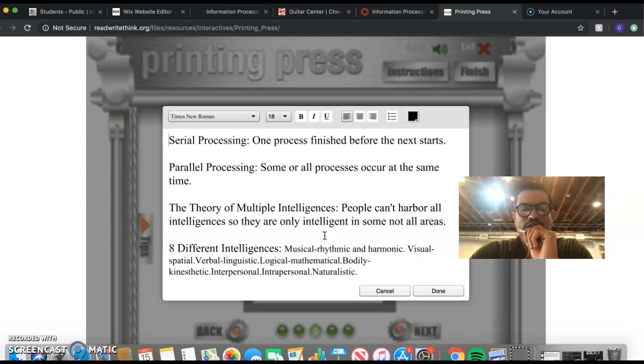And the 8 different intelligences are basically the 8 different intelligences that are seen in the world: musical, rhythmic, and harmonic, visual, verbal, logical, bodily kinesthetic, interpersonal, intrapersonal, and naturalistic. And that's basically looking at people's personalities, people's preferences, and how they like to learn, and what makes somebody learn the best.